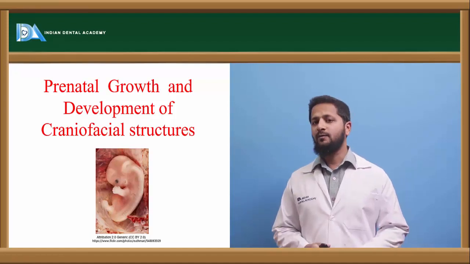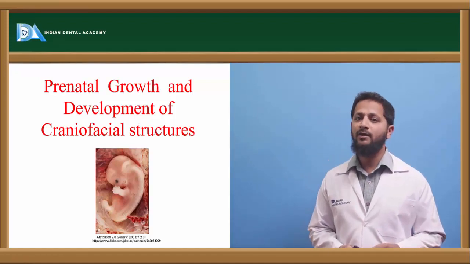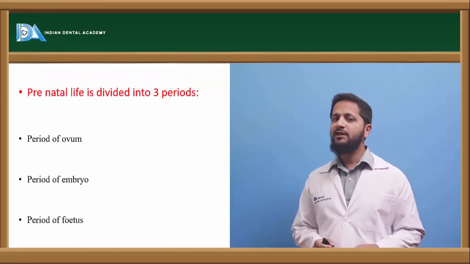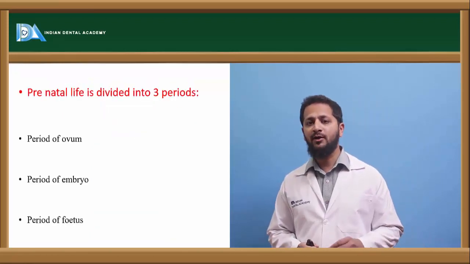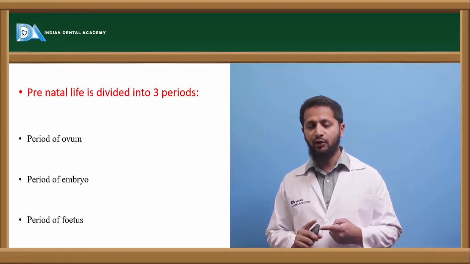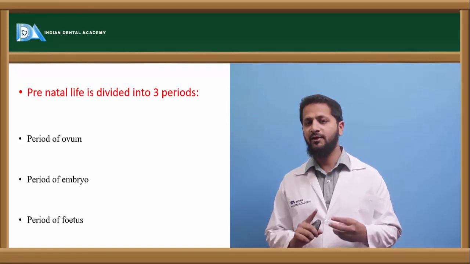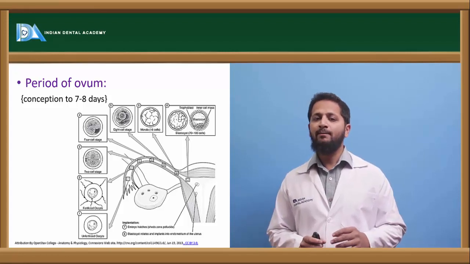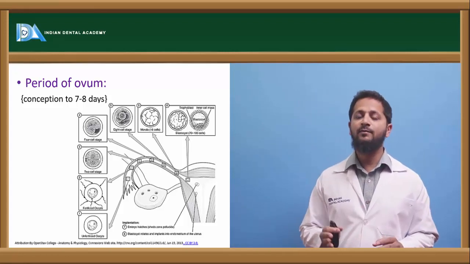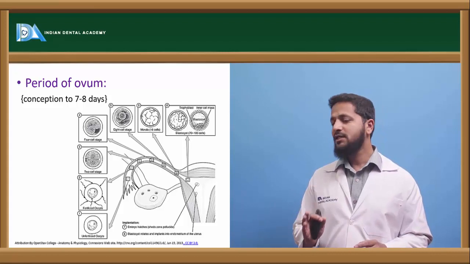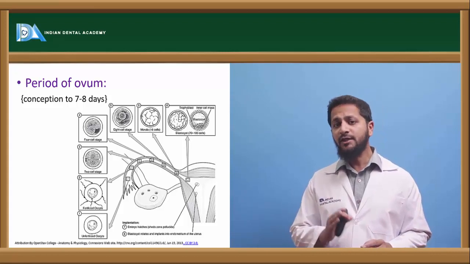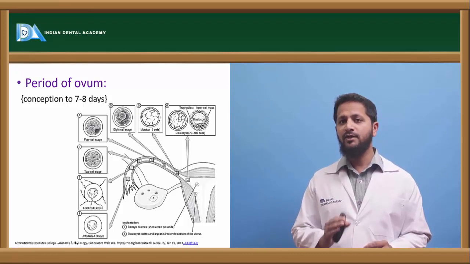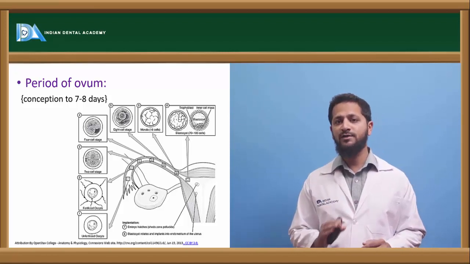Now coming to the next topic, which is prenatal growth and development of craniofacial structures. Prenatal life is broadly divided into three main periods: period of ovum, period of embryo, and period of fetus. Now, what is the period of ovum? The period of ovum runs from conception till 7 to 8 days. During this period, sperm fertilizes the egg and results in the formation of a zygote.